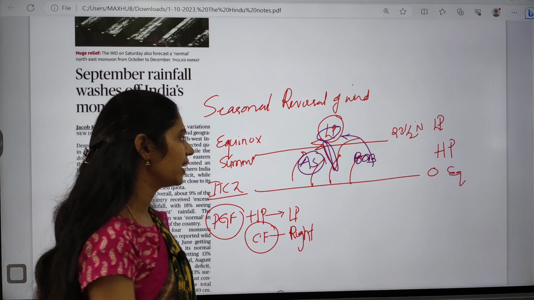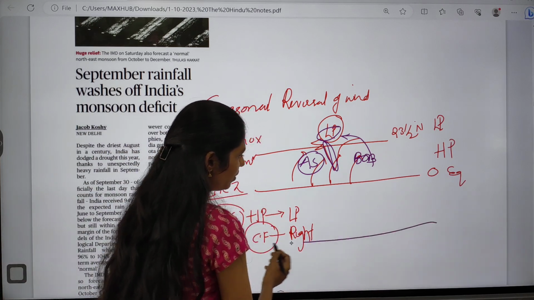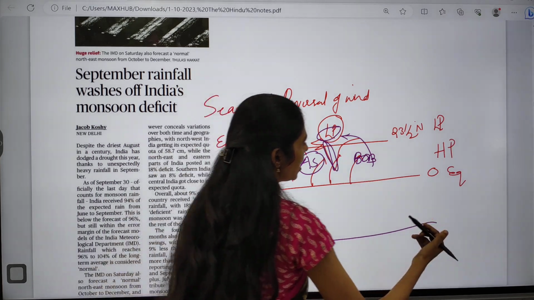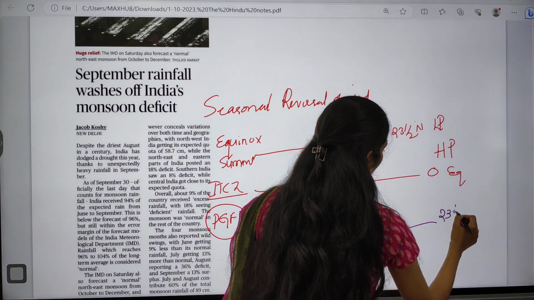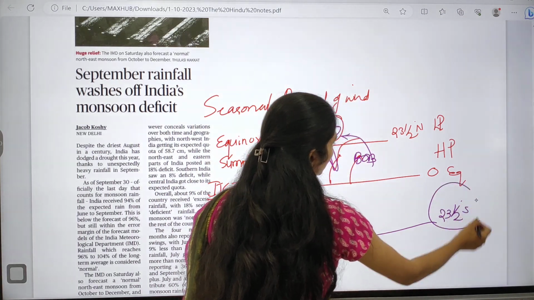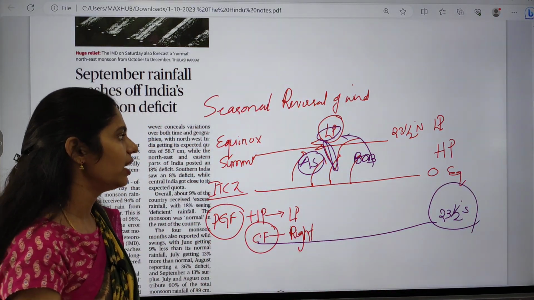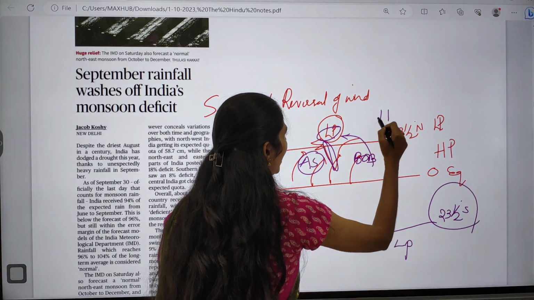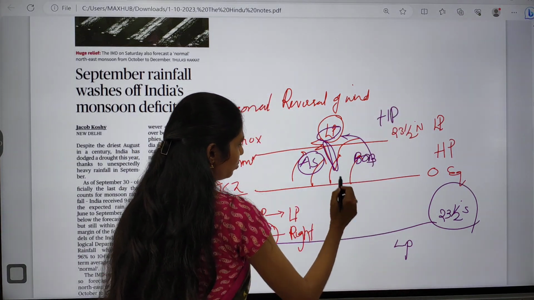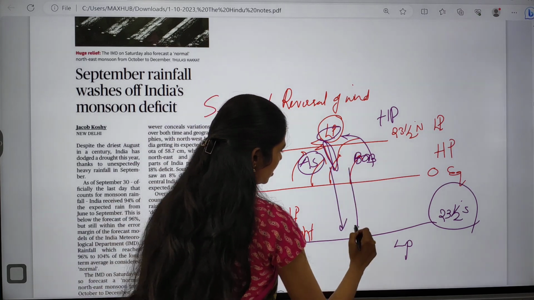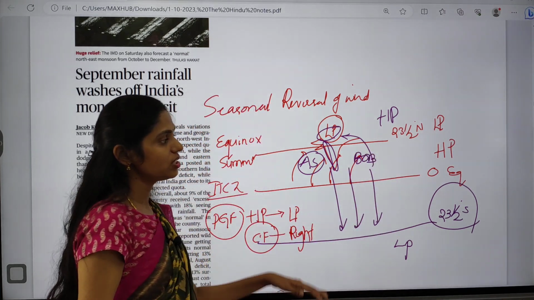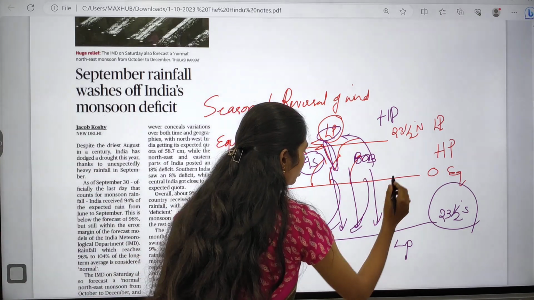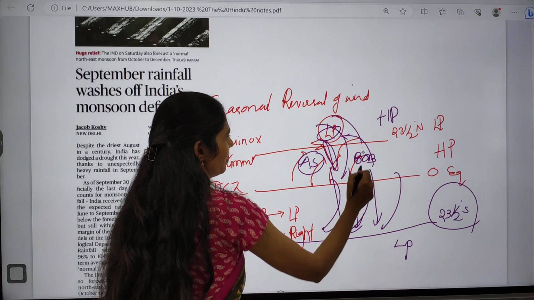After meeting, again what happened? The reversal of winds. Now slowly this ITCZ will be moving downwards, and by the winter solstice it will be reaching this 23.5 degrees south. So whenever the winds are moving, low pressure will be created here and high pressure here, and the winds move towards the southern part. Whenever the winds are moving from the equator towards the southern part, they will be deflecting towards the left in this way.